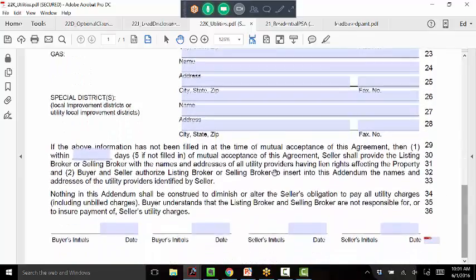If the above information has not been filled in at the time of mutual acceptance, then 1, within 5 days of mutual acceptance of this agreement, seller shall provide the listing broker or selling broker with the names and addresses of all utility providers having lien rights affecting the property. And 2, buyer and seller authorize listing broker or selling broker to insert in this addendum the names and addresses of the utility providers identified by seller.